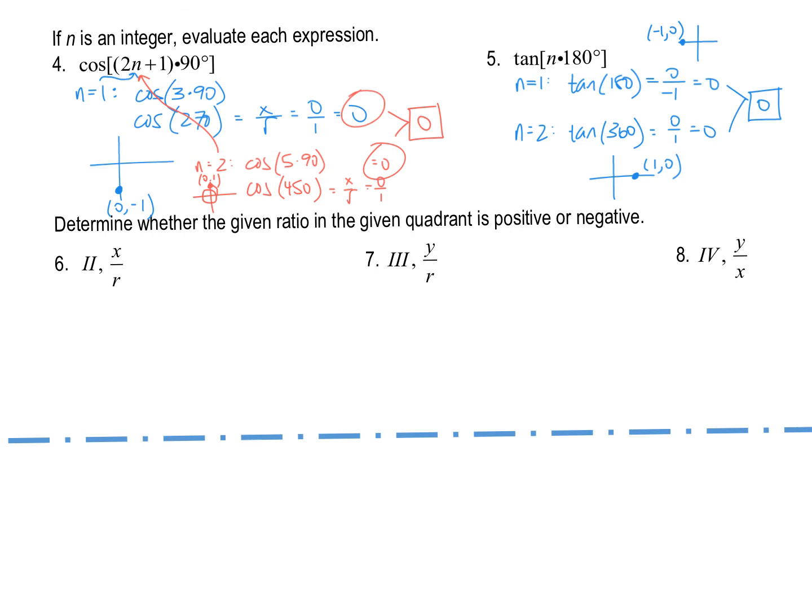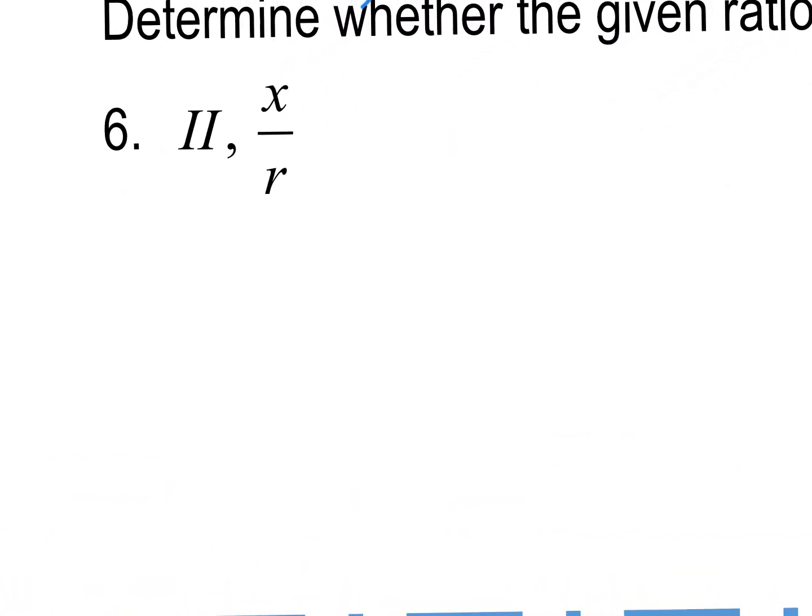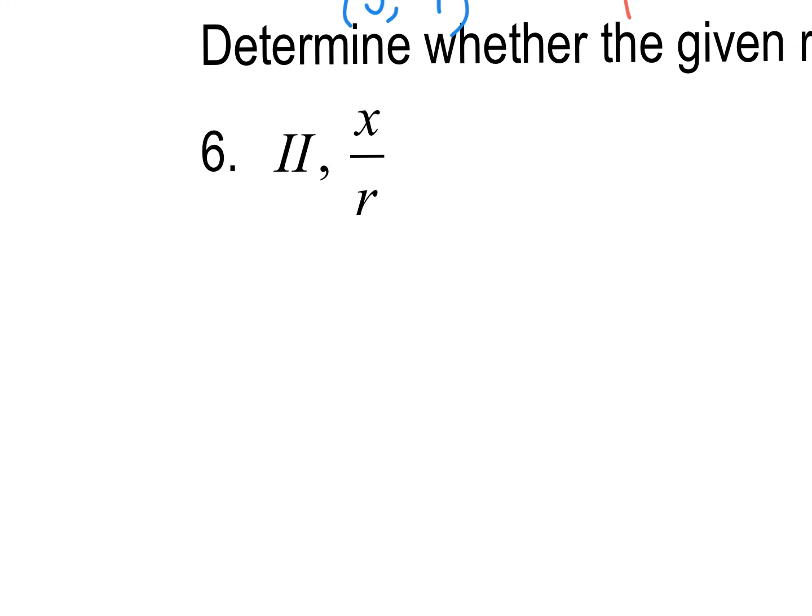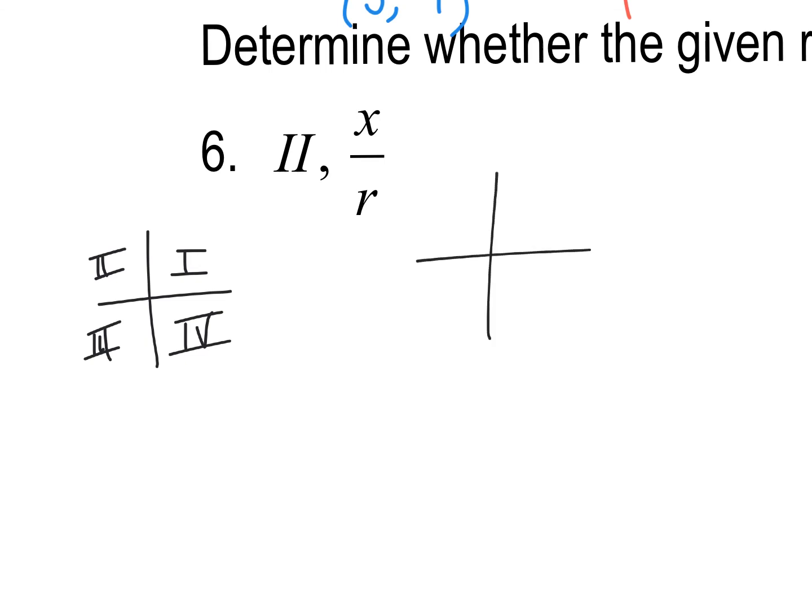So I love these. Okay. Do you know where quadrant 2 is? Let's recap real quick before we move on into these problems. Here's our coordinate plane. This is 1, this is 2, this is 3, and this is 4, okay? So in quadrant 2, which is here, that means that the x value is negative, right? And the r value is always positive, because the radius is always positive, because having a negative radius in geometry doesn't make any sense. So what is a negative number divided by a positive number? It is always negative.